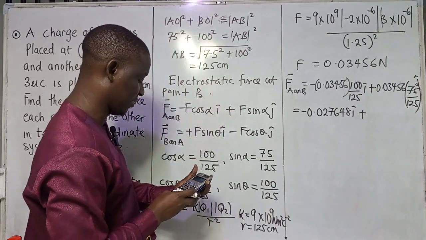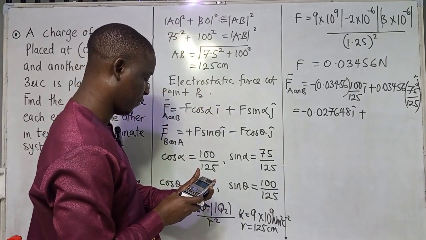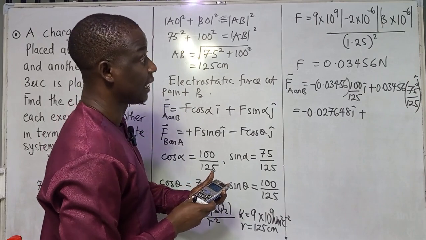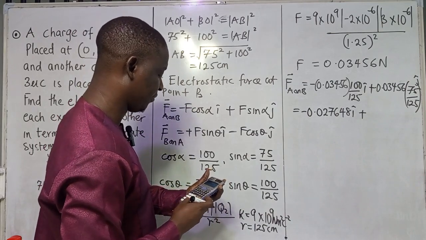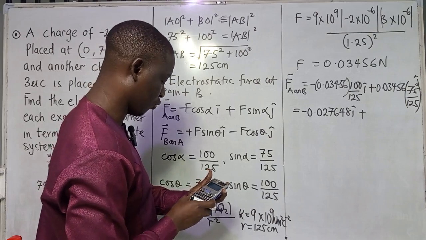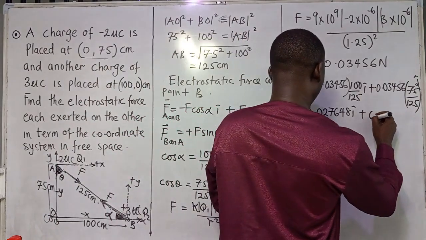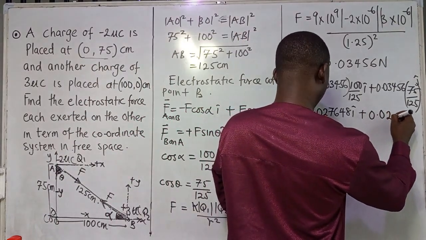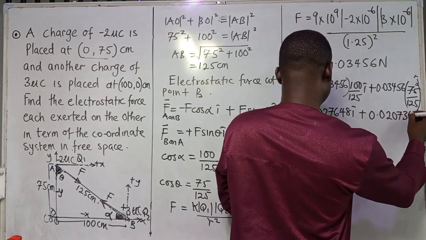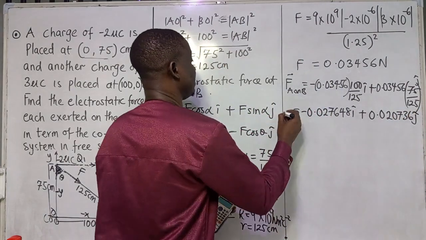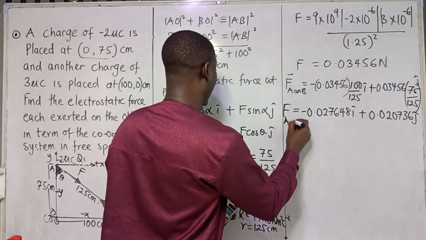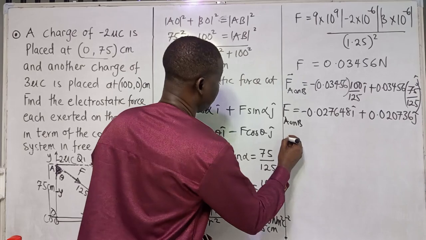Let us also do that. 0.03456 times 75 divided by 125. So that will give us 0.020736 j. So this is the force of A on B. What about B on A?